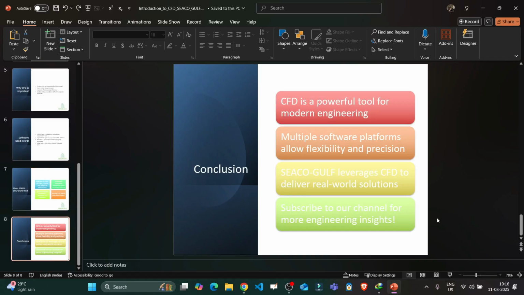Okay, so in conclusion, CFD is a powerful tool for modern engineering. Multiple software platforms allow flexibility and precision. Our company, SEACO-GULF, leverages CFD to deliver real-world solutions.